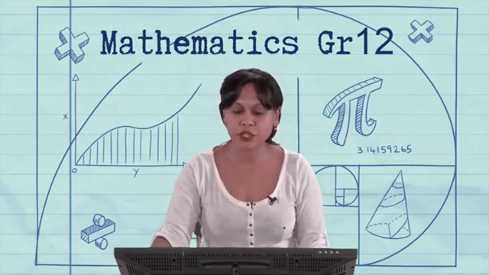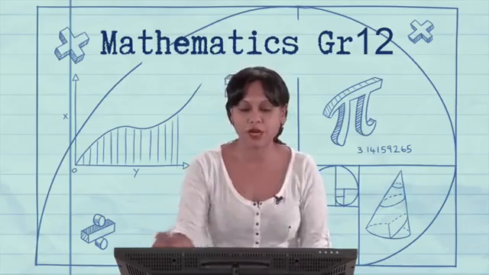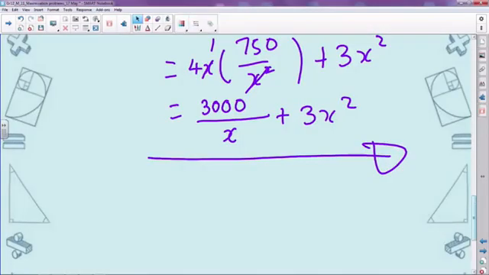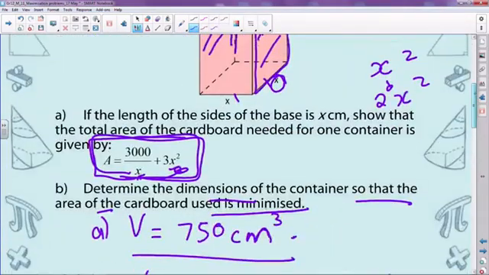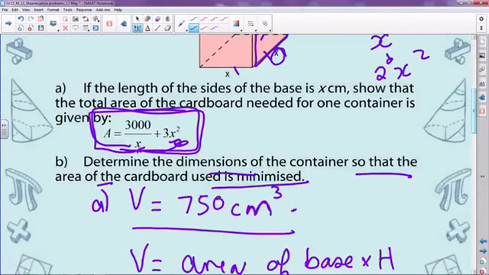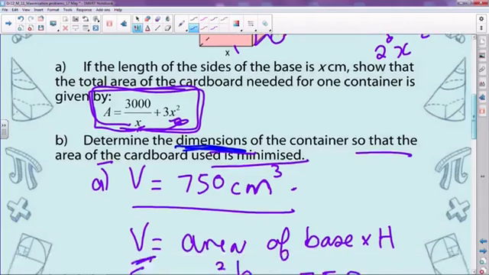You've got your expression from just before the break. We saw that our area was given by that expression. Now we're going to look at part B. Just a reminder that part B said determine the dimensions. So we're looking here for the lengths of the container, the length and the height of the container, so that the area of the cardboard used is minimized. So we want all the different sides.